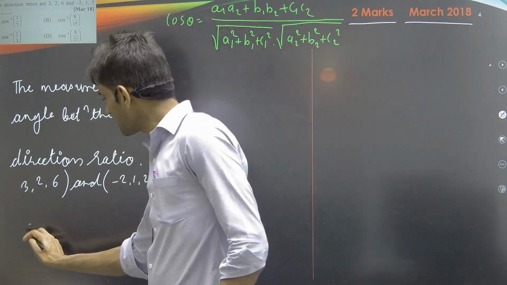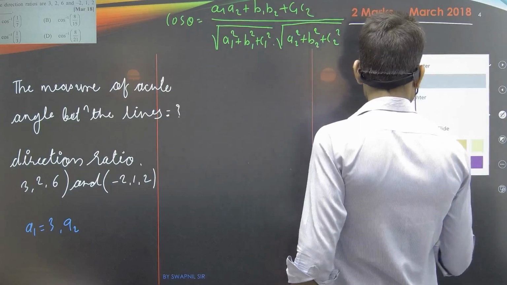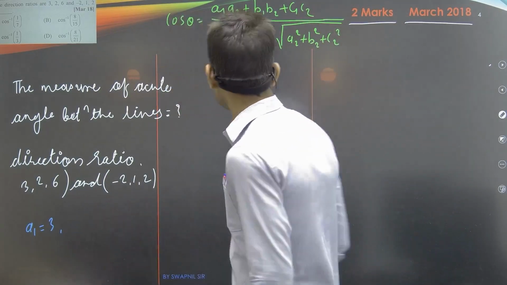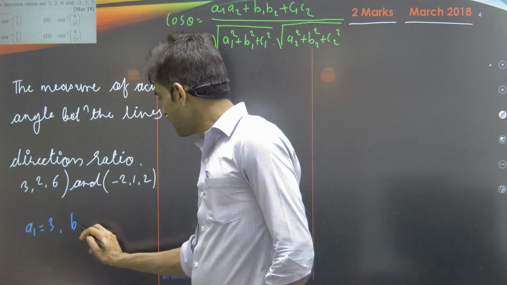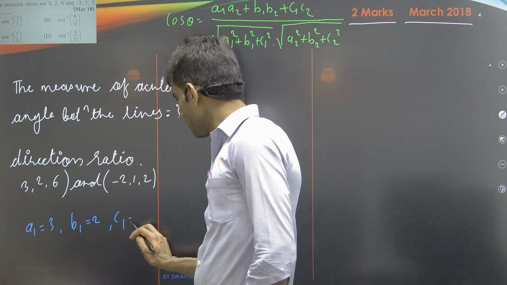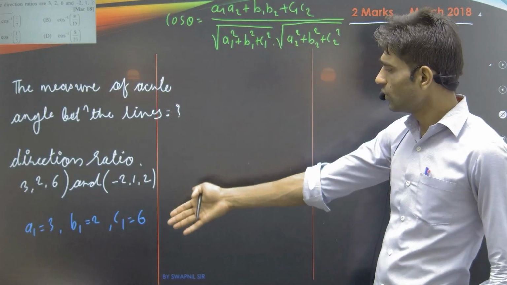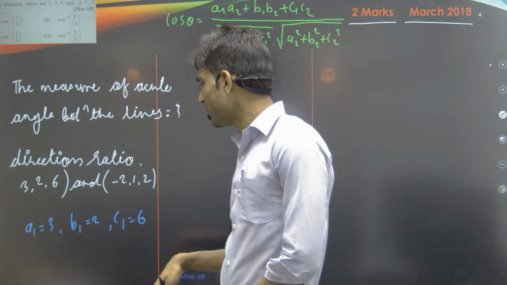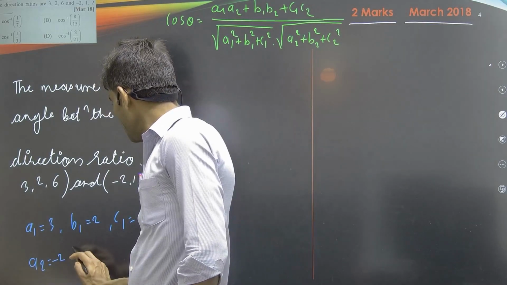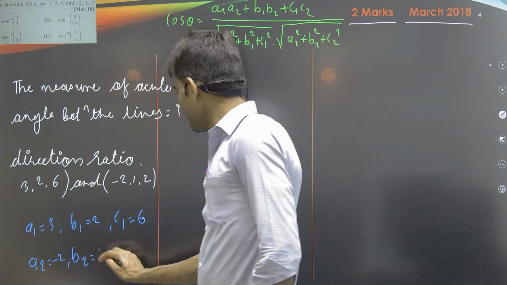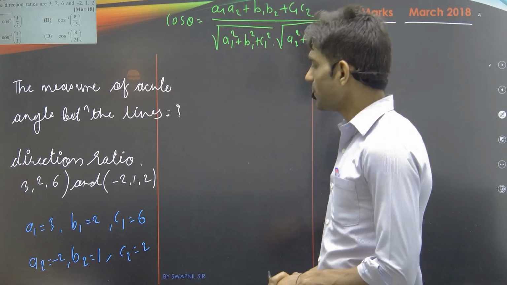So a1 is 3, b1 is 2, c1 is 6, since we need a1, b1, c1 in our formula, not a1, a2, a3. Then a2 is -2, b2 is 1 and c2 is 2. So we have a1, b1, c1 and a2, b2, c2.